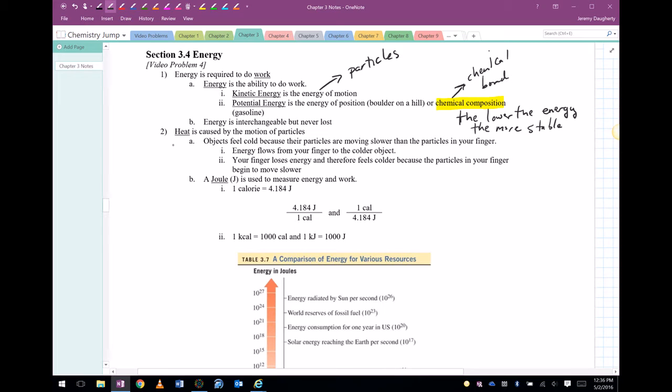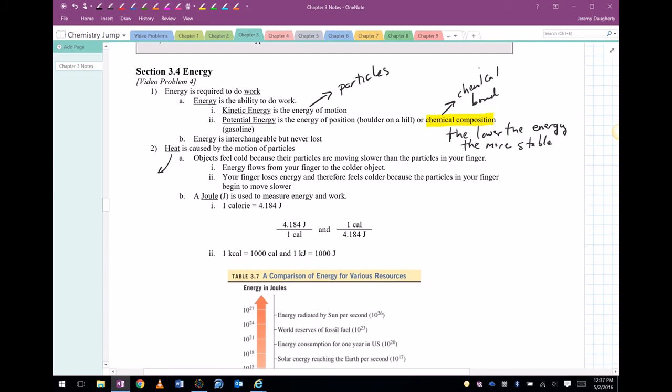Let's talk specifically about heat. Heat is caused by the motion of particles. When you measure the temperature of something, you're actually measuring a transfer of energy. If you're measuring something that's colder, the thermometer is going to transfer energy to that system. And vice versa, if you're measuring something that's warmer than the thermometer, then that system is going to transfer energy to the thermometer.